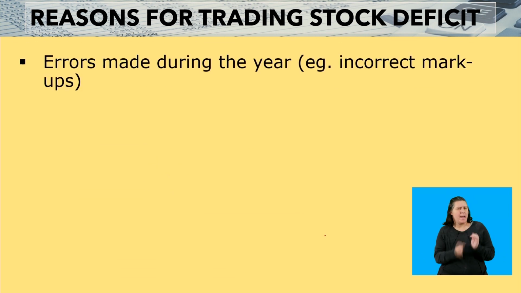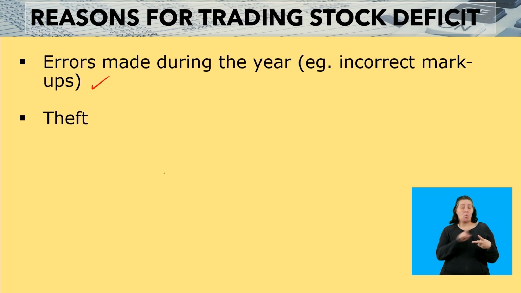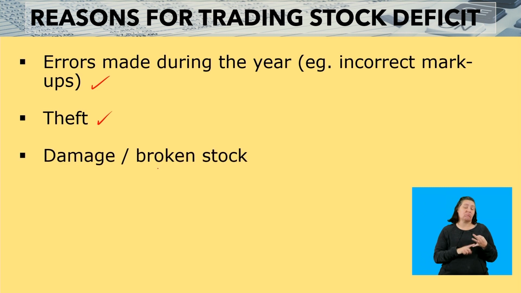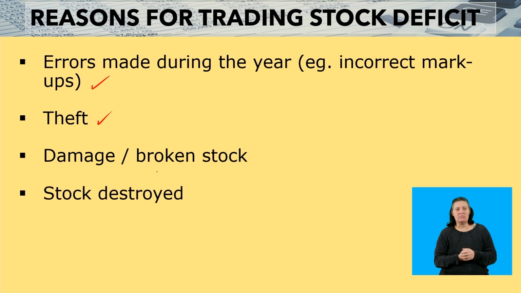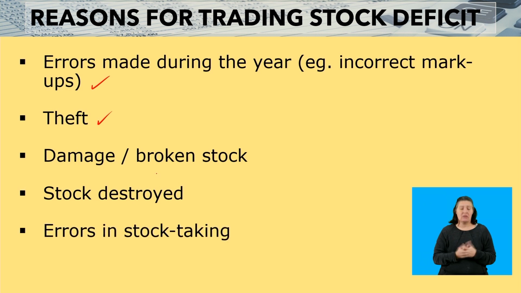What are the reasons for trading stock deficit? The first one is errors that would have been made during the year. It can also be due to theft, when stock is being stolen in the business. This can also be caused by damaged or broken stock. Stock can also be destroyed, and there are a number of ways in which stock can be destroyed in the business. And then it can also be errors that were made during stock taking.